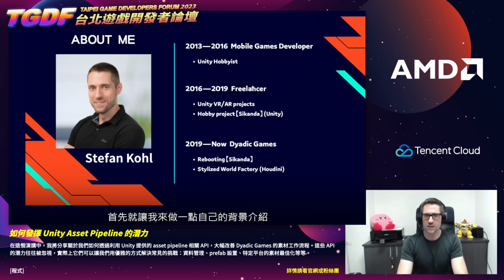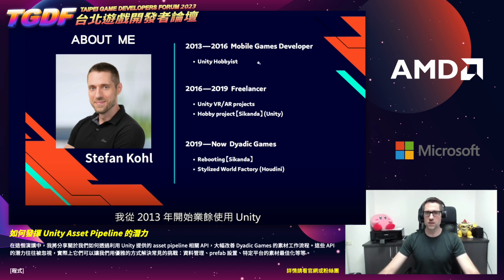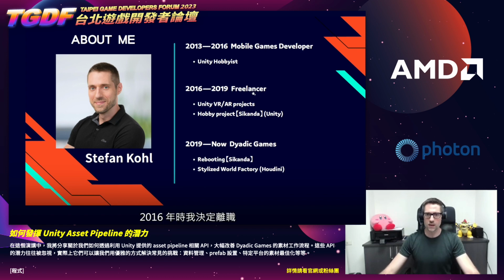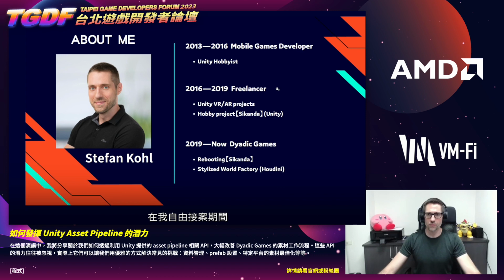All right, then let me start by giving a little bit of background about myself. So I started using Unity in 2013 as a hobbyist. Back then, I was a mobile games developer using a low-level C++ game engine, writing 2D casual games for mobile devices. And in 2016, I decided to quit my job because I wanted to focus more on developing 3D games in Unity. During my time as a freelancer, I also had the chance to work on a few Unity VR AR apps and also start my hobby project, Sikanda.